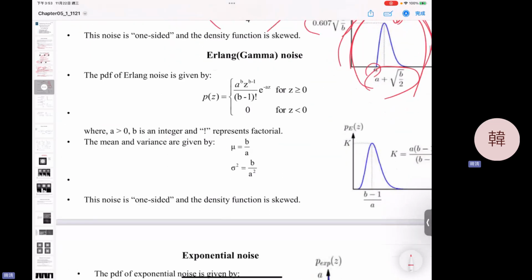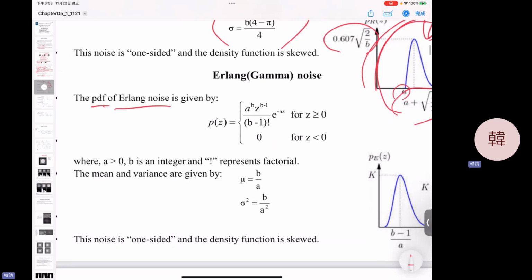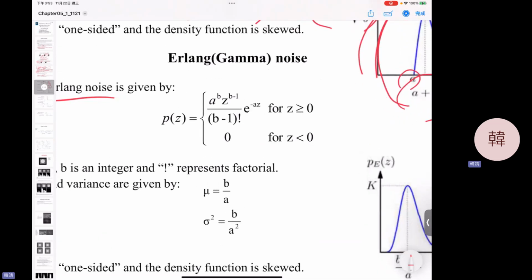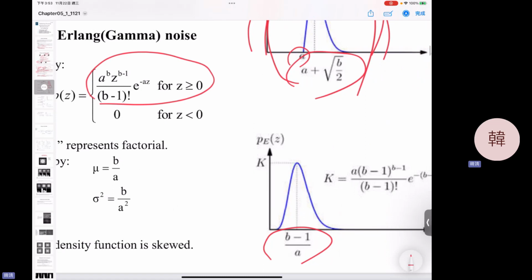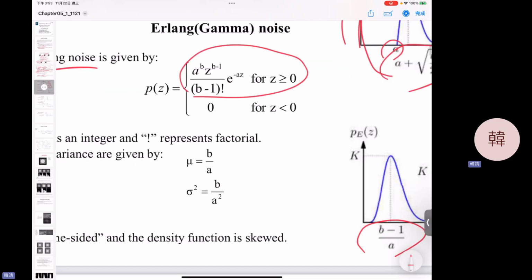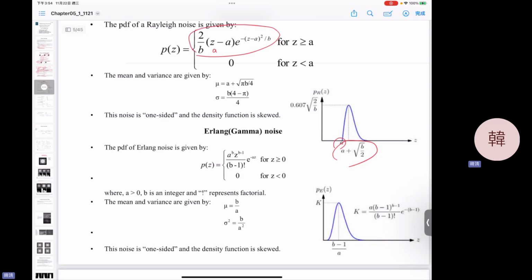The formula for the PDF of gamma noise is like this one. There's a factorial there. So you can see when z equals this value, they have some noise like this. Erlang noise is also on the right-hand side. The factorial here, b minus 1 factorial, you know how to calculate. If you have 5 factorial, it's 5 times 4 times 3 times 2 times 1. So this is the gamma noise type.